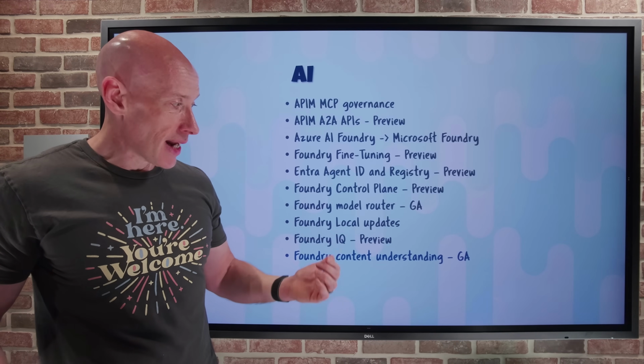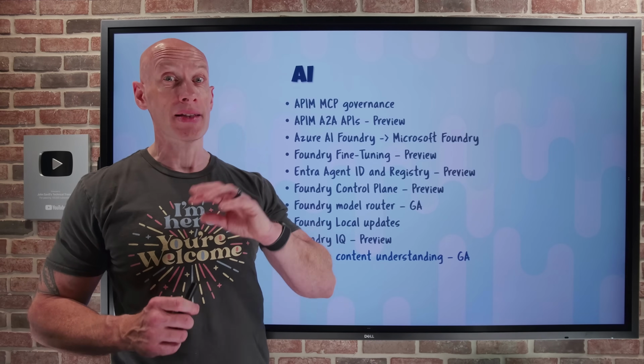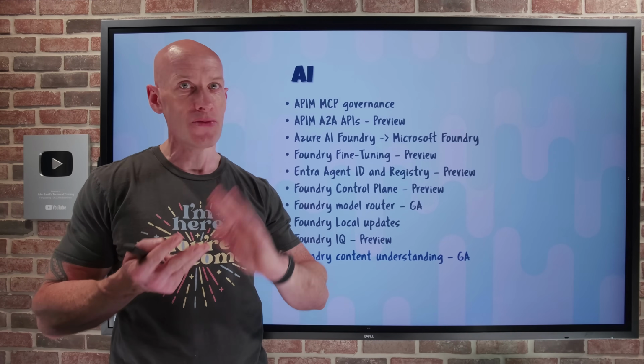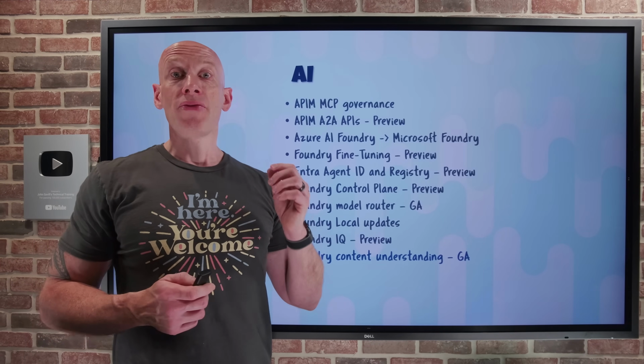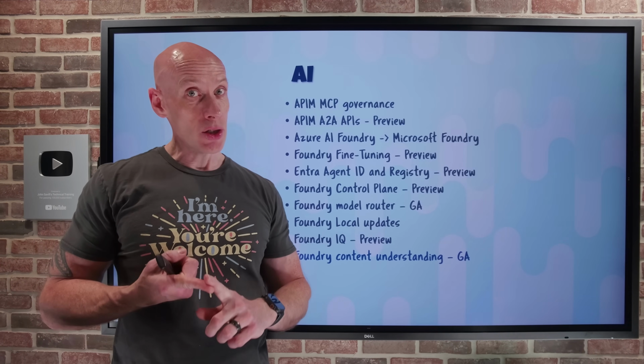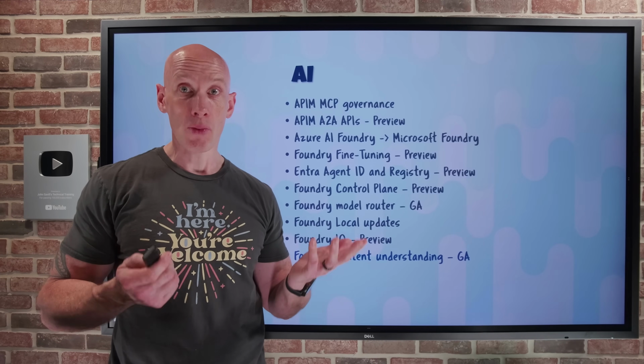The Foundry Content Understanding has gone GA. This is using generative AI to process and ingest content like documents, images, videos, and audio into some user-defined format. With the GA, it also supports VNet integration. It supports managed identities. It supports custom managed keys and additional regions.